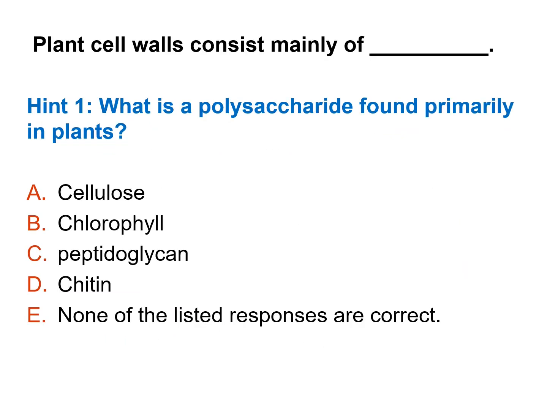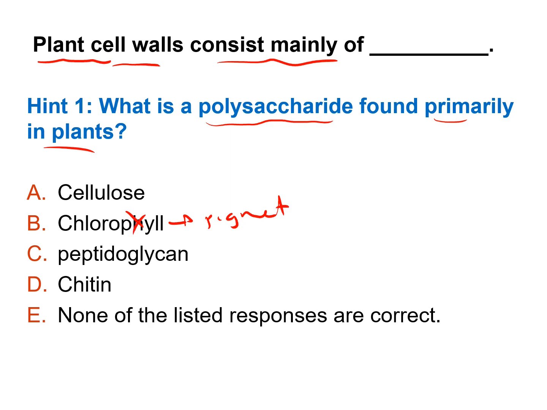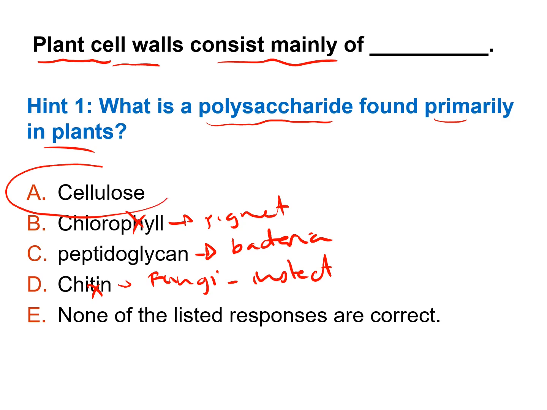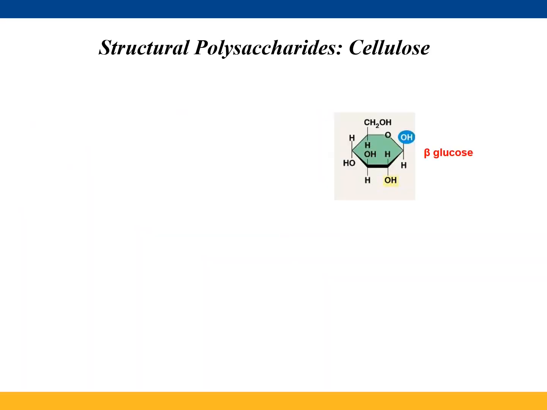And now we're going to talk about the plant cell walls and what is the main component. So think about a polysaccharide found primarily in plants, and this is a very good hint. So chlorophyll, this is a pigment used for photosynthesis, so we know that is incorrect. Chitin, we talked about fungi and insects in the video lecture, so this is definitely not the right one. And here we have this one that I cannot pronounce right now, but this is found in the cell walls of bacteria. And the right one is this one. And if you have any doubt, just go to the video lecture.